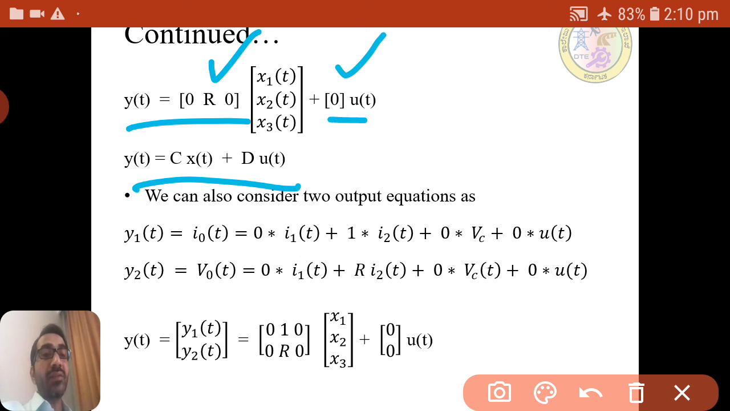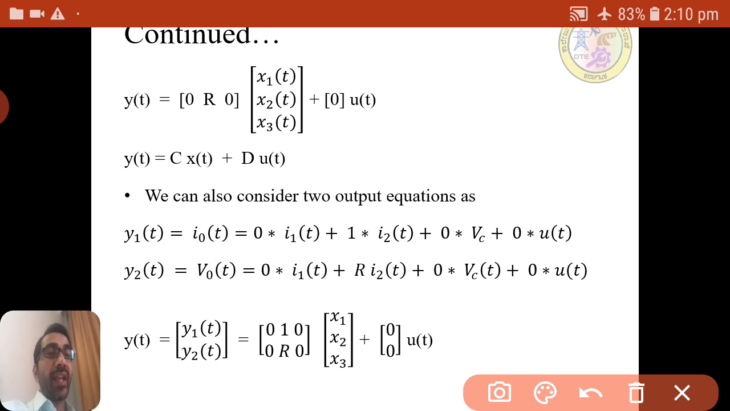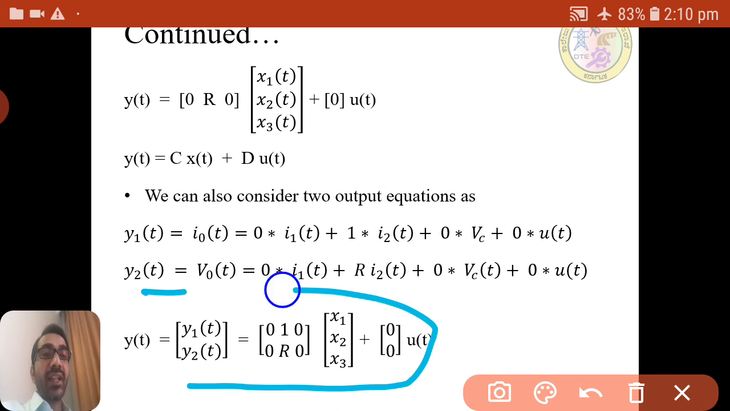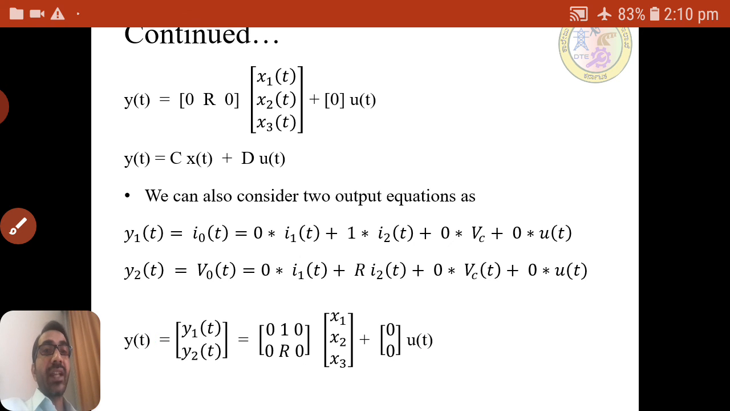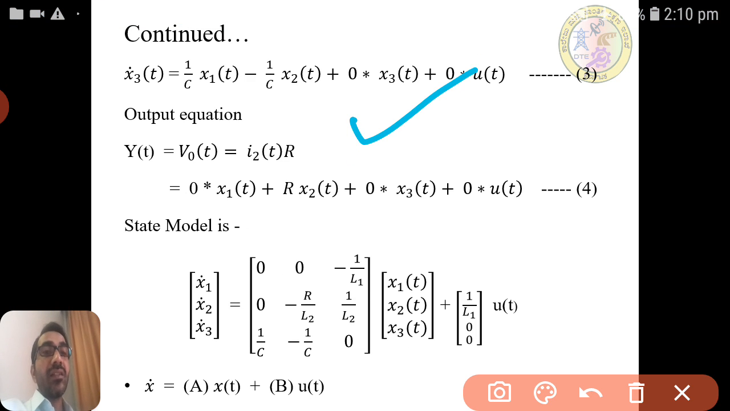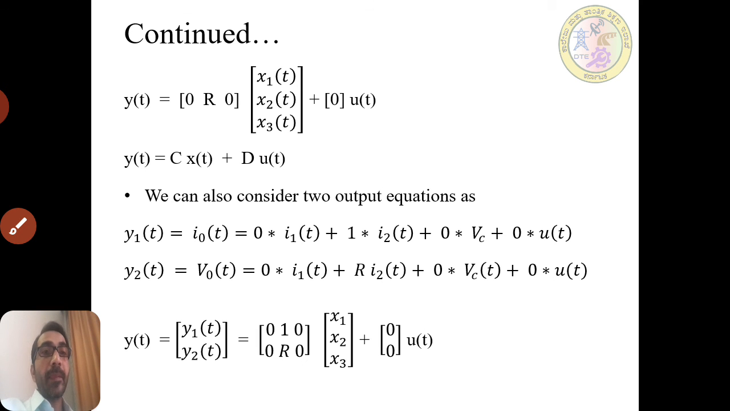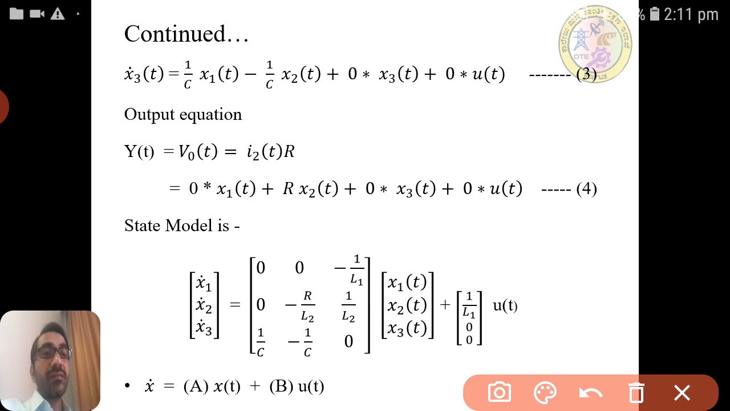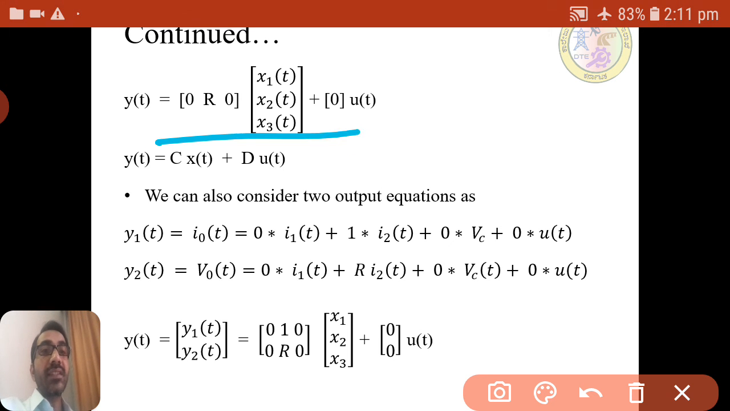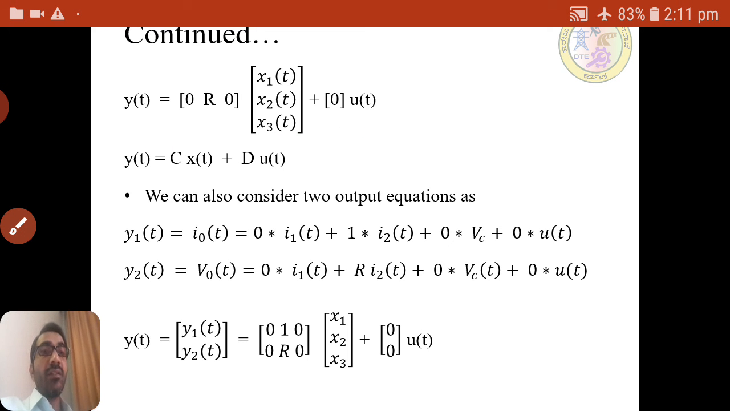Also, there is one more possibility: if we consider 2 output equations, like whatever the inductive term is there, the second inductive term, if you take that as y1 of t and v naught as y2 of t, then it will be considered as 2 output equations. In that case we can consider it like this. Otherwise, we can consider only one output, which will look like this state model. So like this we need to derive the state model for electrical systems.